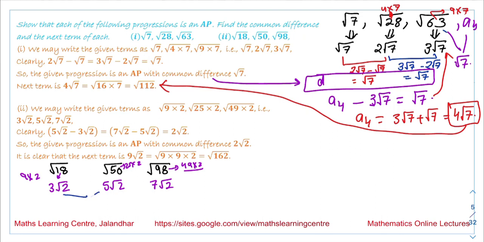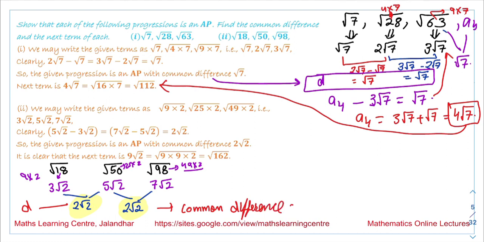Now if we subtract these two terms, 5 root 2 minus 3 root 2, the answer we get is 2 root 2. Similarly, if we subtract these two terms, the answer we get is 2 root 2, and these are the values of D we are talking about. So these are the common difference.